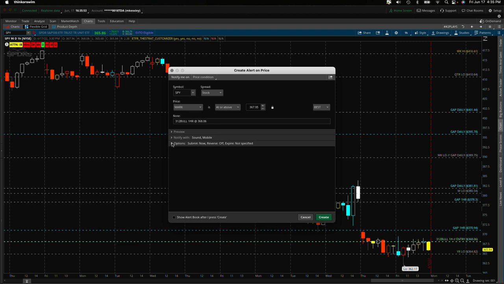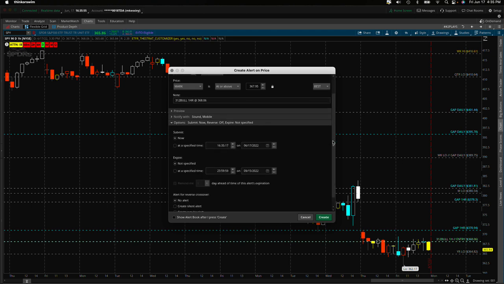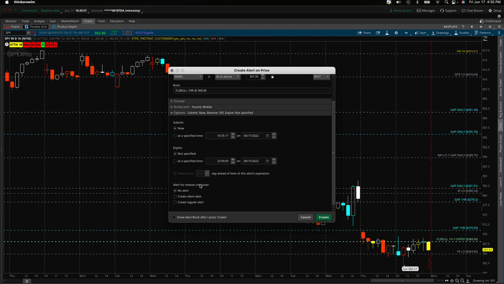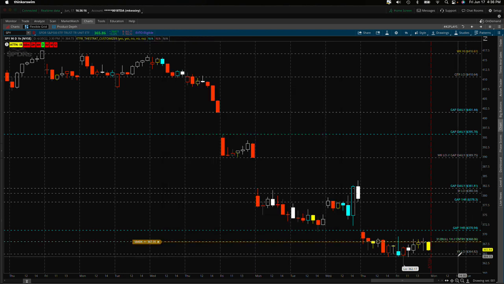So I'll set the alert, and I want to know if there's any reversal on that same level. So if we go above 368 or 367.95, we go above this, I want to know about it. If we go below this, I want to know about it. So I'm going to click on create regular alert. Then I'm going to click on create. And so now we have an alert set at 367.95, but our actual entry is at 368.06.